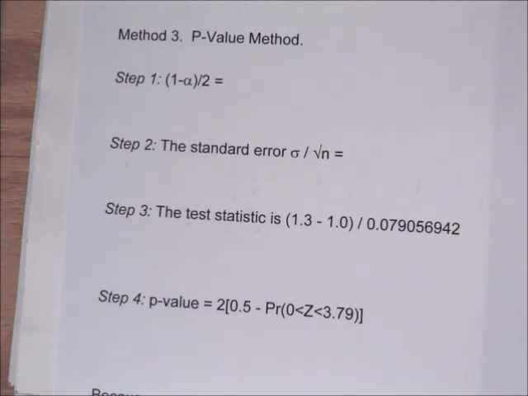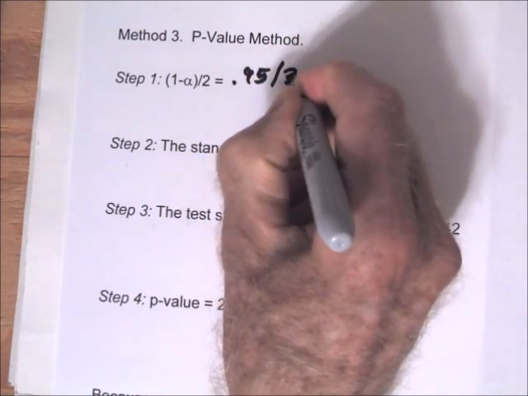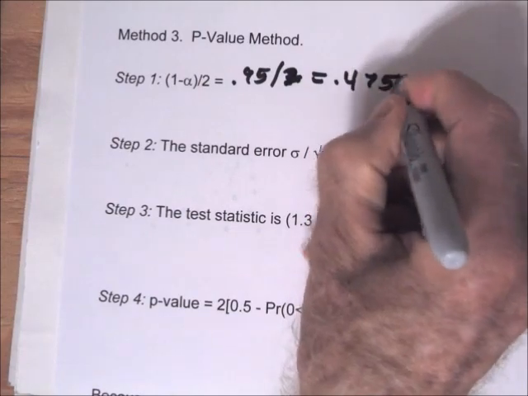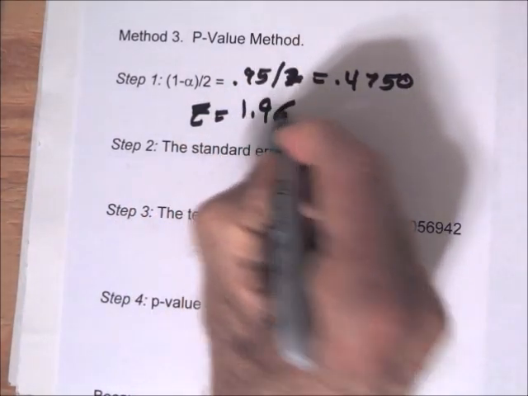The p-value actually tells you a little bit more than the critical value method. It tells you the probability of a type 1 error. So that's a little bit more information. So anyway, some of it's still going to be the same. The 1 minus alpha over 2, again, is 0.95 over 2, 0.475. And if we look that up in the z table, we get z is 1.96.